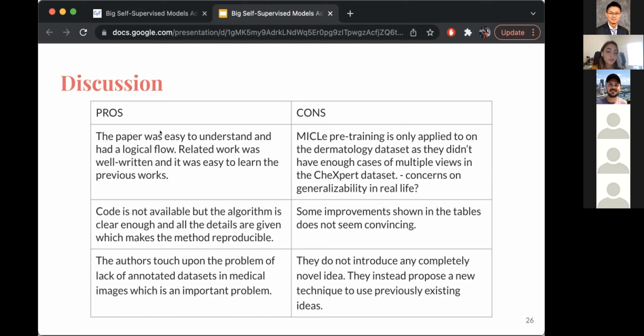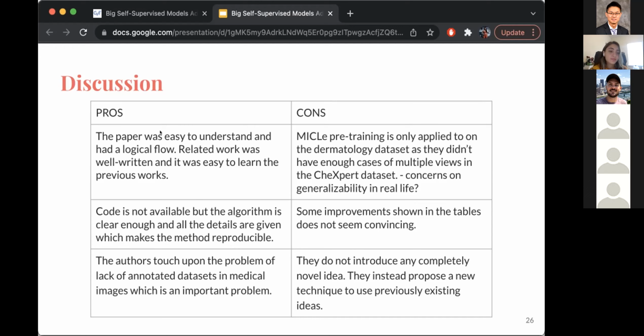So overall, I think it's a good paper, but in terms of evaluation, it maybe needs some more work to make it more convincing. Okay, great. So any other comments from the students?